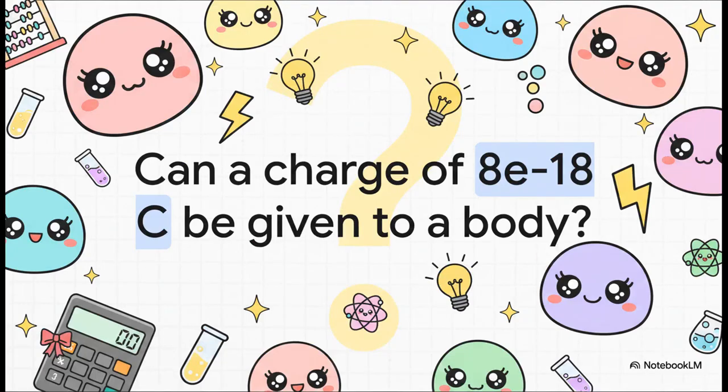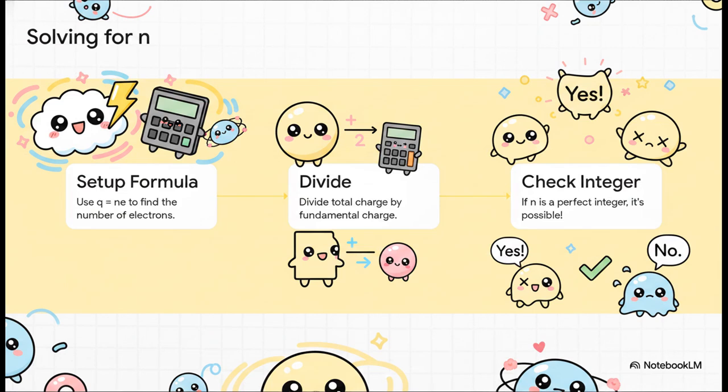So, let's test your knowledge with a classic numerical exam question to see how this formula actually works in action. If an exam asks if a specific charge of 8 times 10 to the negative 18 coulombs can be given to a body, what do you do? Well, you plug it right into the framework.